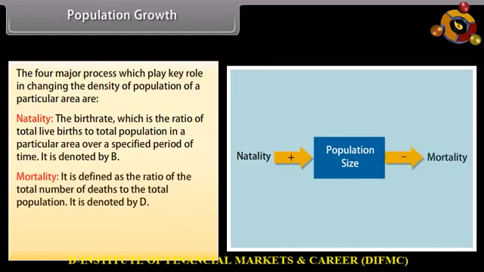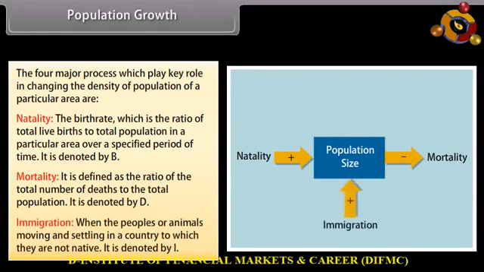Mortality. It is defined as the ratio of the total number of deaths to the total population. It is denoted by D. Immigration. When people or animals move and settle in a country to which they are not native. It is denoted by I.